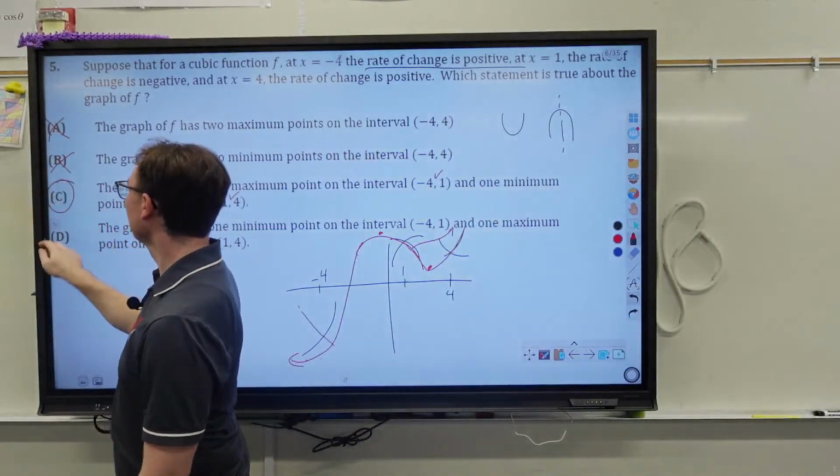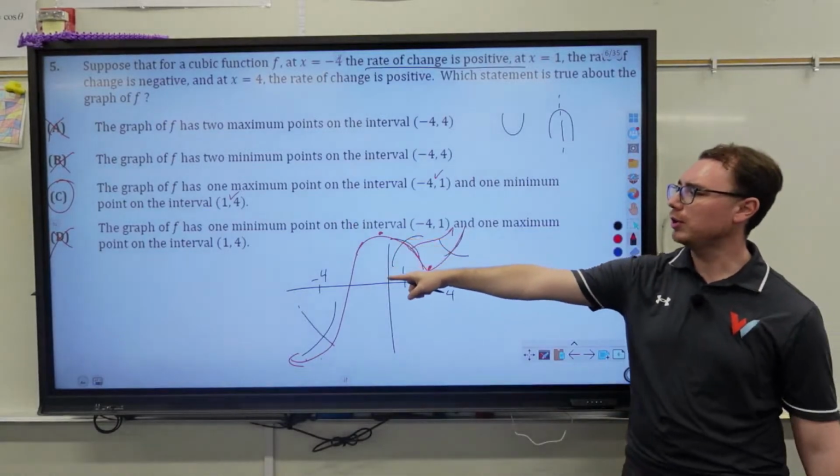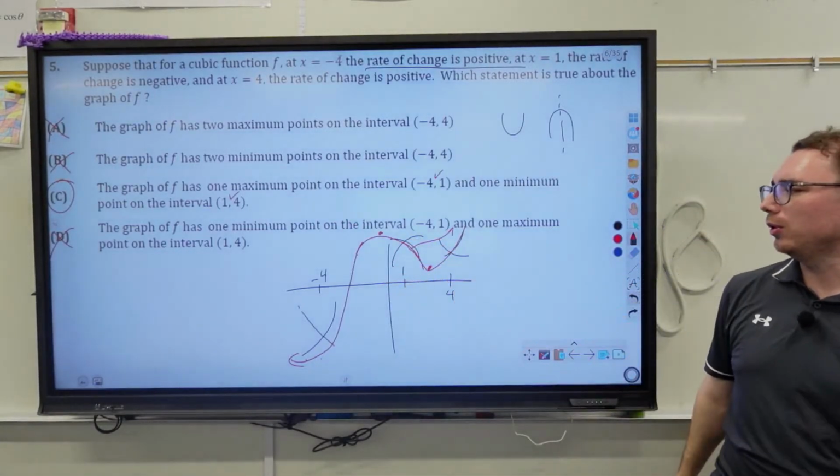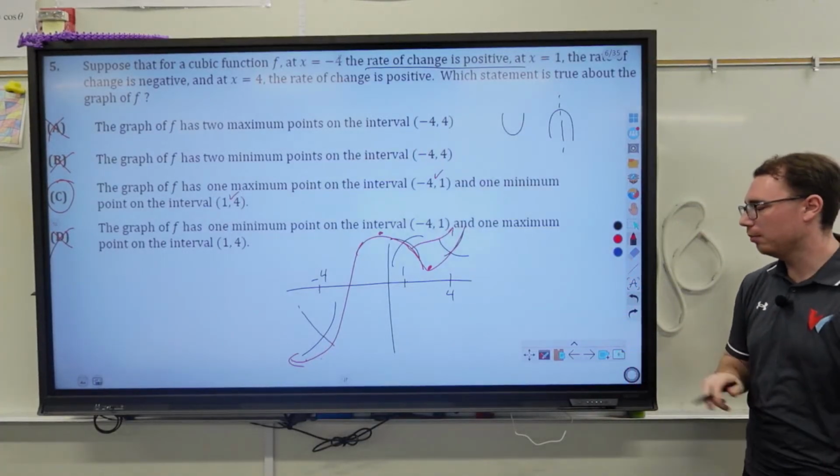Beautiful job. D here doesn't make sense, it's just reversed. So we know that there's at least one maximum between -4 and 1, and one minimum between 1 and 4. If you have any questions about that, please leave them in the comments down below.